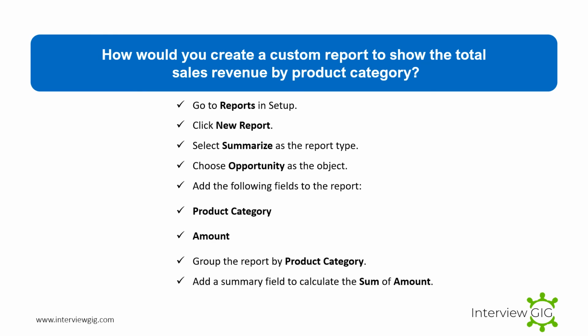How would you create a custom report to show the total sales revenue by product category? Go to Reports in Setup. Click New Report. Select Summarize as the report type. Choose Opportunity as the object. Add the following fields to the report: Product Category, Amount. Group the report by product category. Add a summary field to calculate the sum of amount.